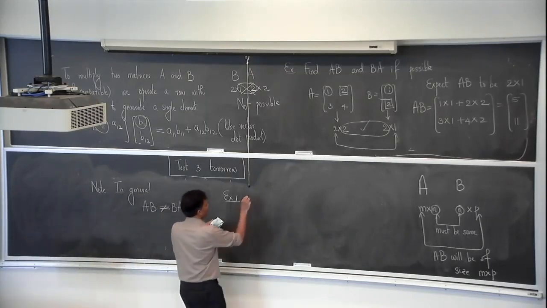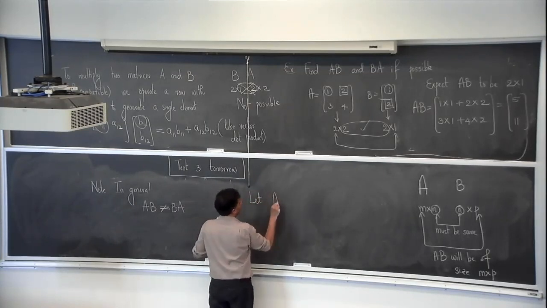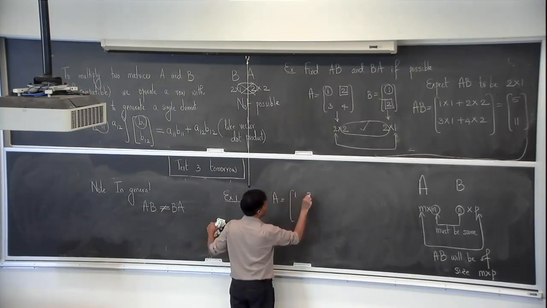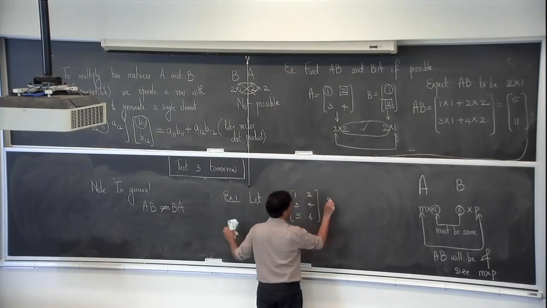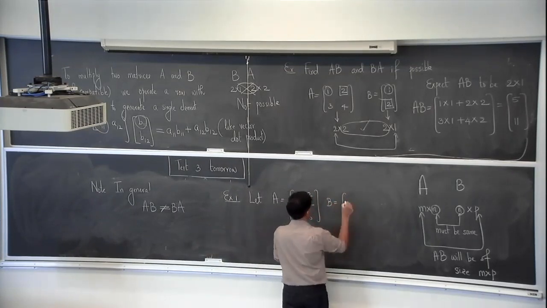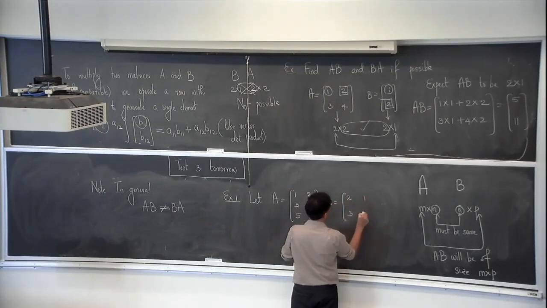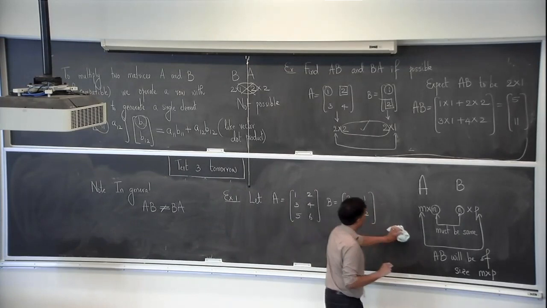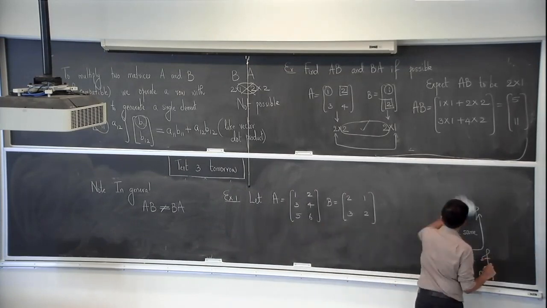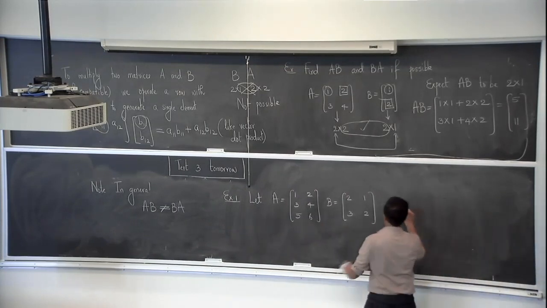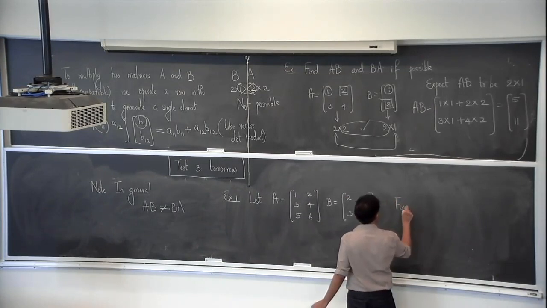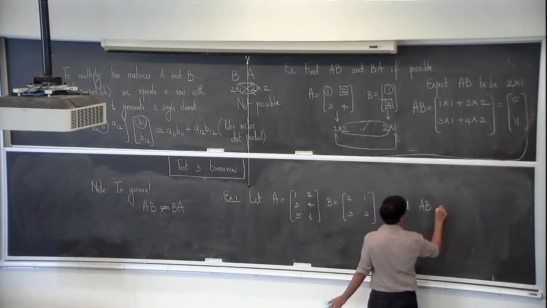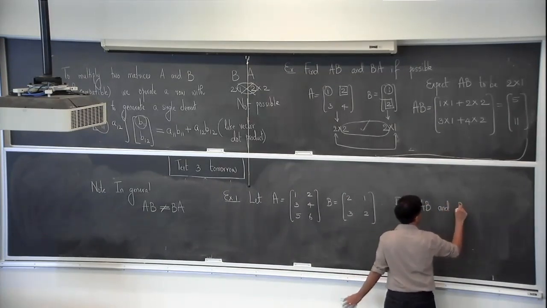Okay. So let A equal to 1, 2, 3, 4, 5, 6, and B equal to 2, 1, 3, 2. So number of columns, number of rows. Find A times B and B times A if possible.